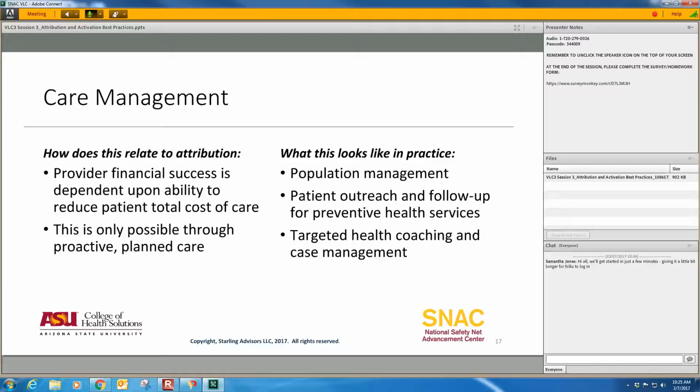Okay, thanks for sharing. So with care management, as another core concept, care management is really the backbone of your success in a value-based model. Your financial success is dependent on your ability to influence patient total cost of care through improved quality and reduced unnecessary treatment and expenses. And I think the only real way to do this is through proactive and preventive care.